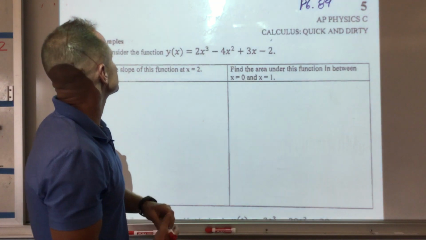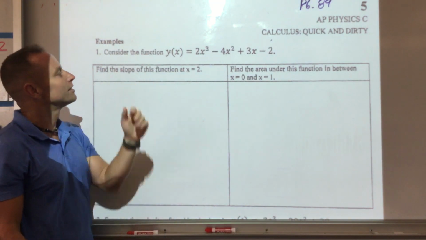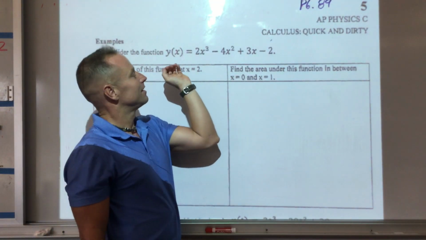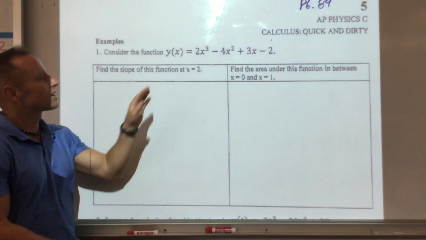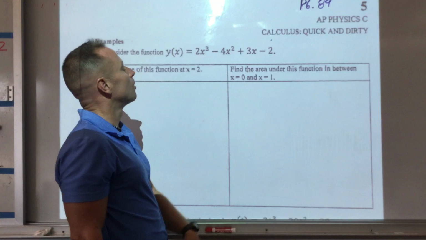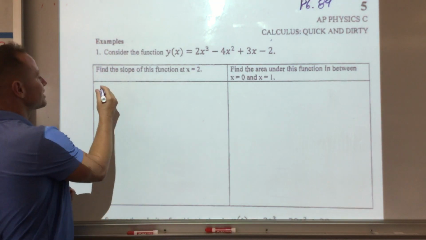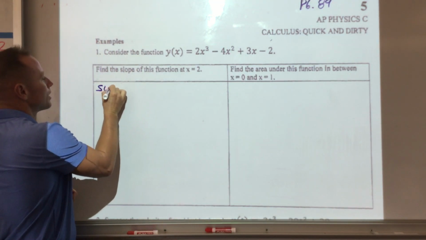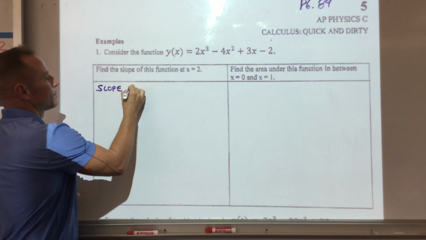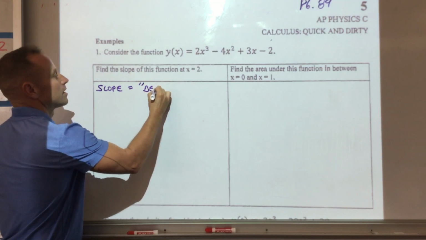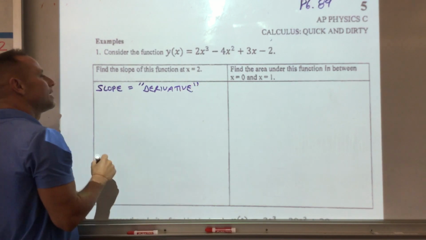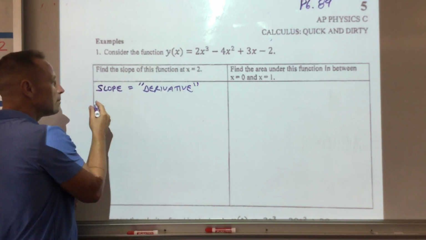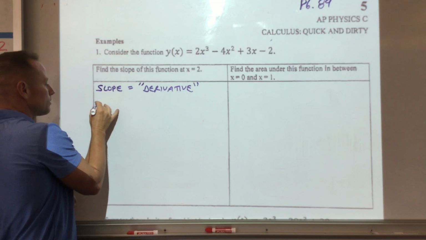What we're going to do is, okay, you're given this function y of x equals, and you're given this cubic thing, right? And you're given this crazy curve, and we need to find the slope of this thing. So as we've been talking about, your slope is what's called the derivative of that polynomial, and so we're going to find the slope. So the slope is going to be equal to.